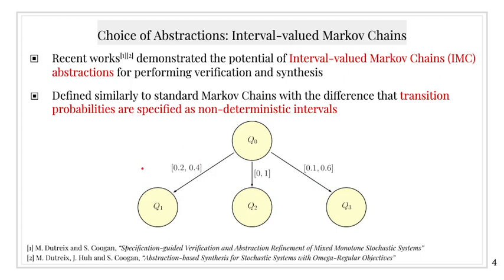The state of an IMC evolves as follows. Every time a new state is visited, let's take Q0 here, a probability distribution respecting the intervals is chosen non-deterministically and sampled to perform the next transition. Techniques for analyzing IMCs are found in the reference papers below.